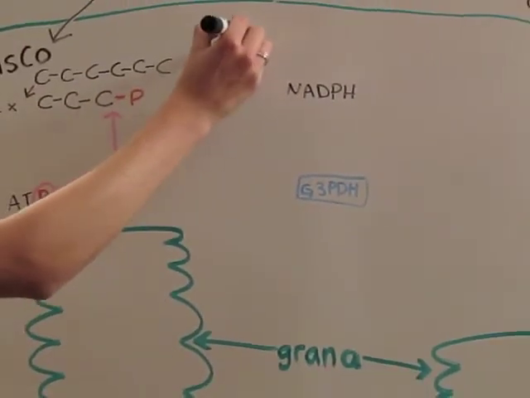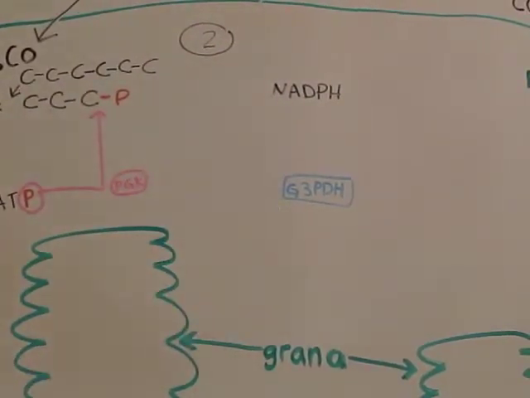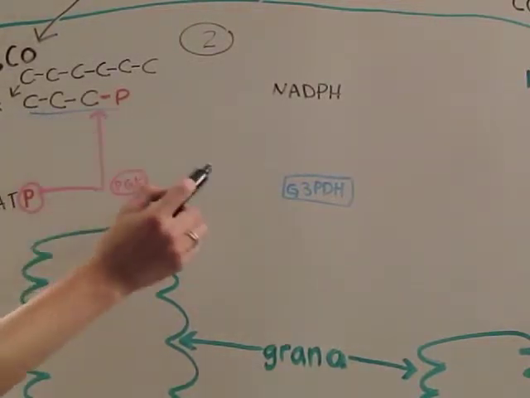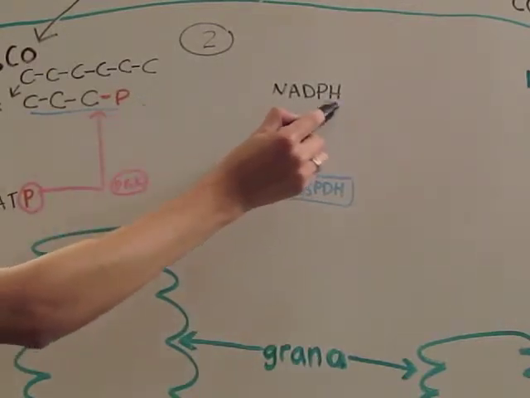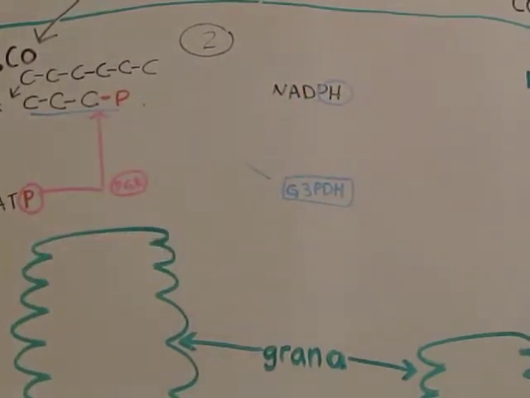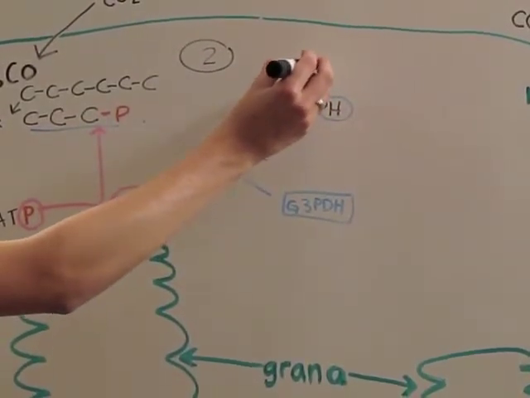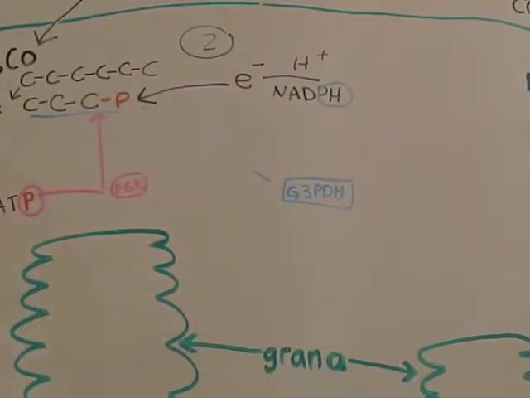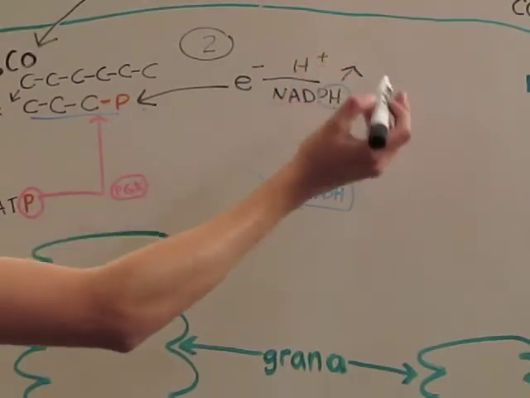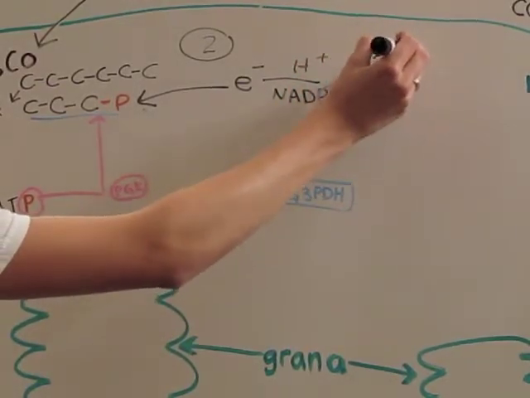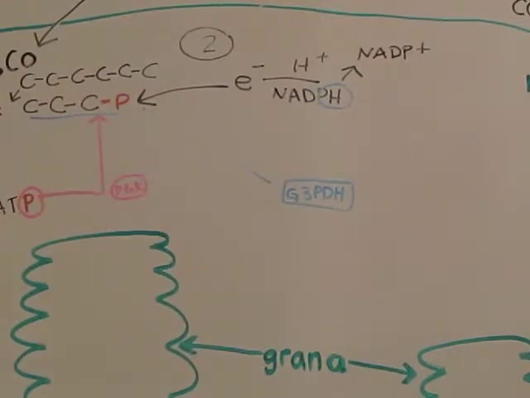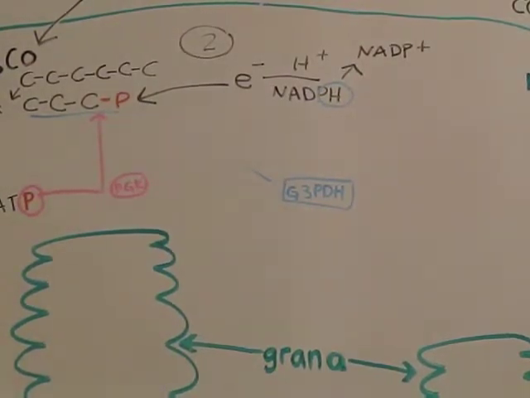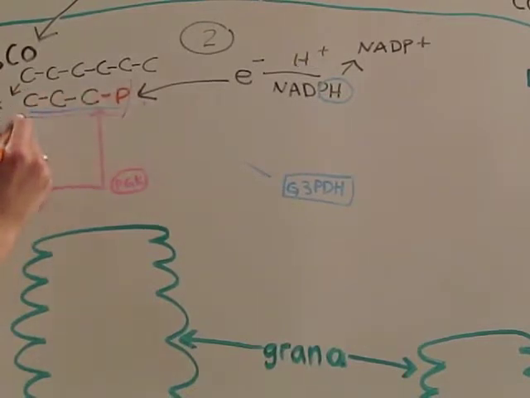The enzyme glyceraldehyde 3-phosphate dehydrogenase reduces the charge of our phosphorylated 3-carbon molecule by removing a hydrogen ion from NADPH. It then releases this hydrogen ion and moves the electron to our phosphorylated 3-carbon molecule. So, one could also say that NADPH is oxidized to become NADP+. What we now have is a molecule called glyceraldehyde 3-phosphate, which is abbreviated G3P.